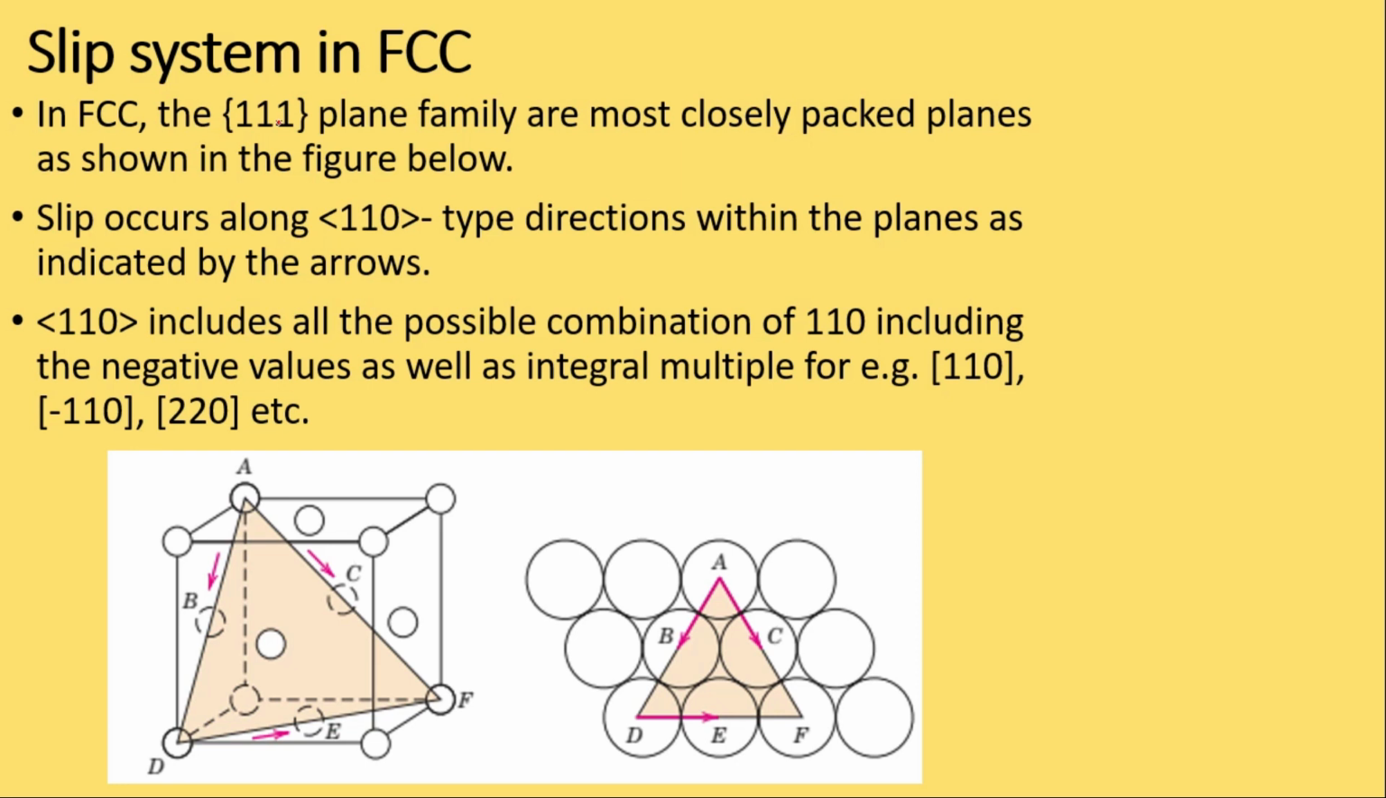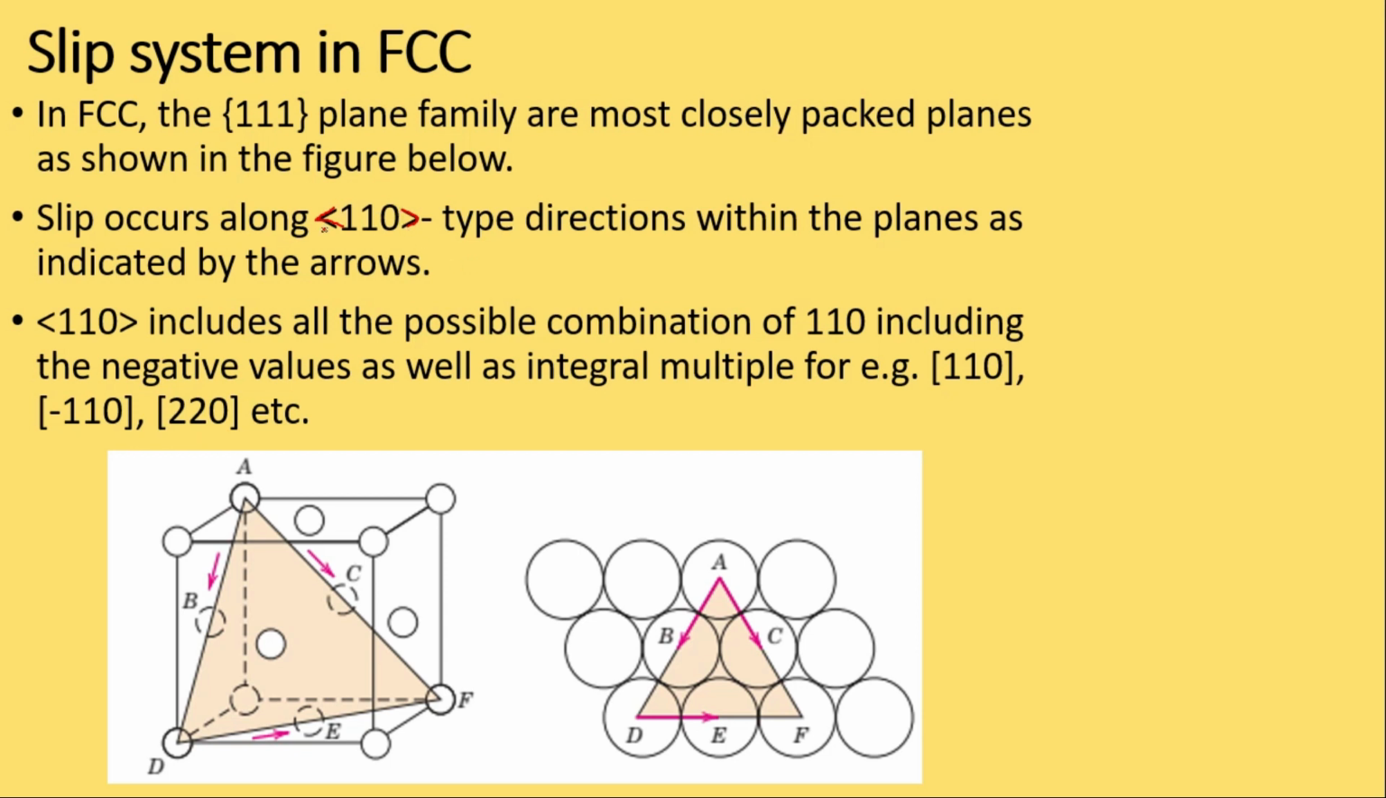So we have the 111 plane, or we have the -1 plane, or we have the 1 plane. All the family of planes that are included in this one, they are the most closely packed planes, or the highest density planes in the FCC structure. And in these planes, slip occurs along the direction family, the 110.